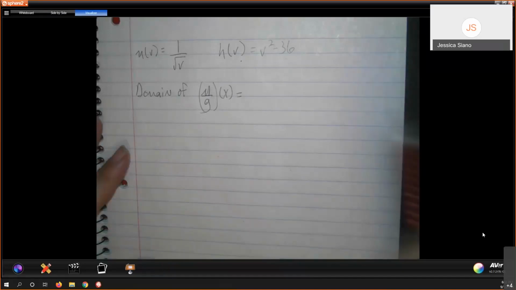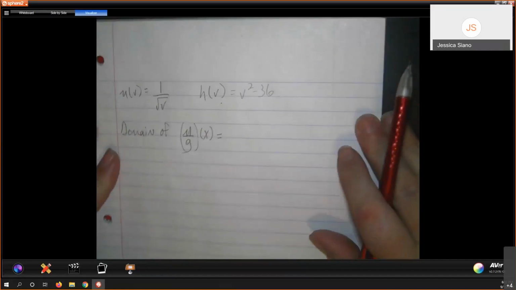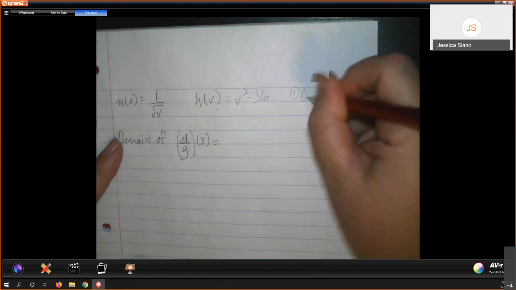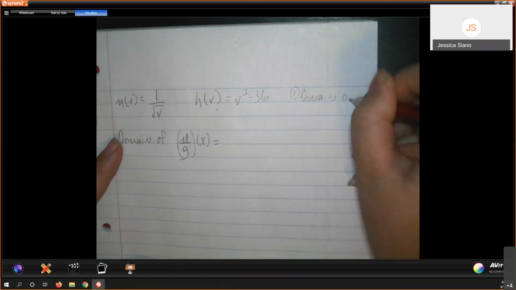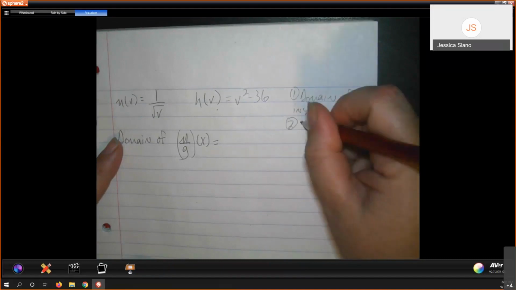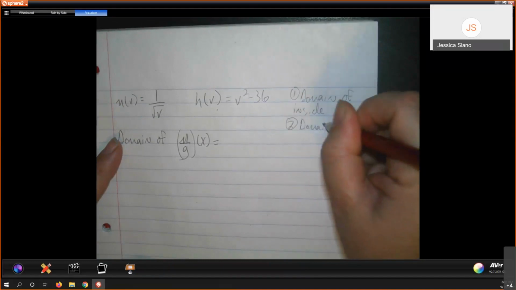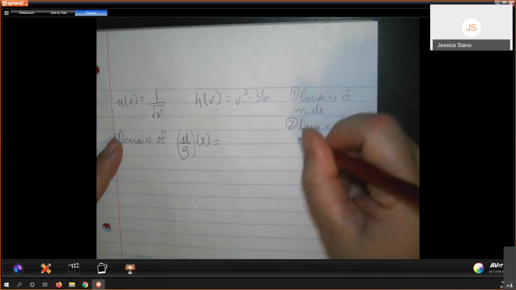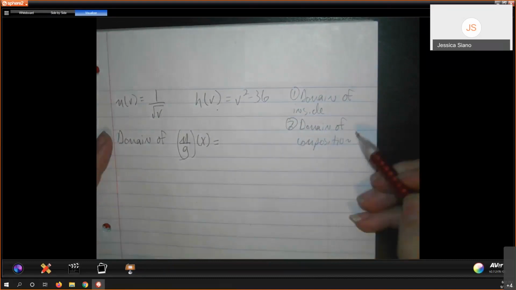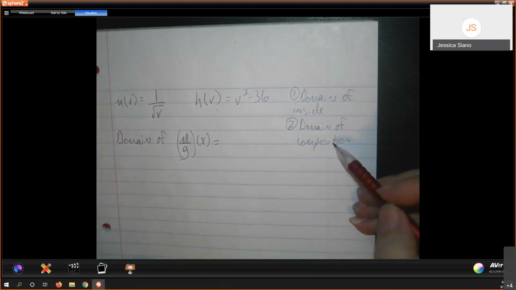Okay, so when you're trying to find the domain of composition of functions, the first thing that you have to do is find the domain of the inside. And then the second thing you have to do is find the domain of the composition. And your whole domain is the domain of both of these.